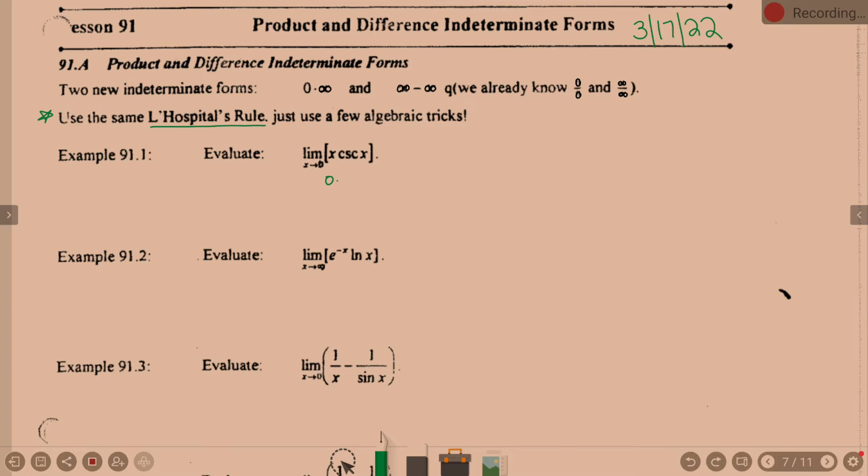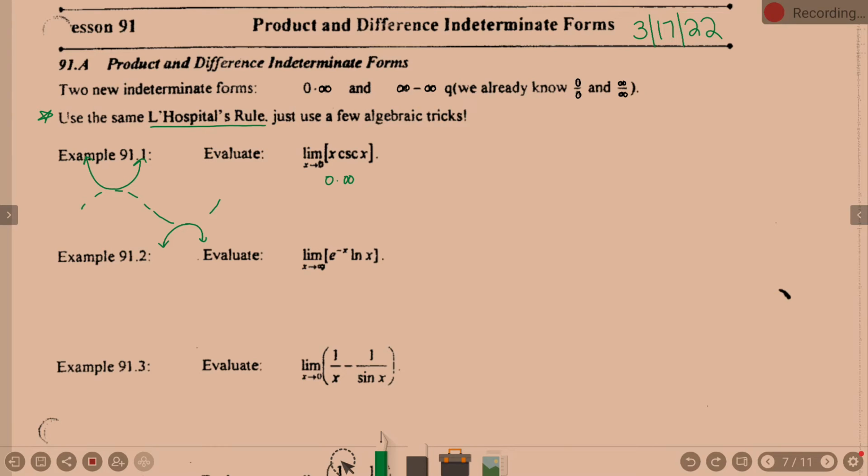Well, if you think about cosecant, that's the sine graph, and then the parabolas are actually cosecant. Well, what's happening at 0? This is going up to infinity, isn't it? And so that is the idea of 0 times infinity.